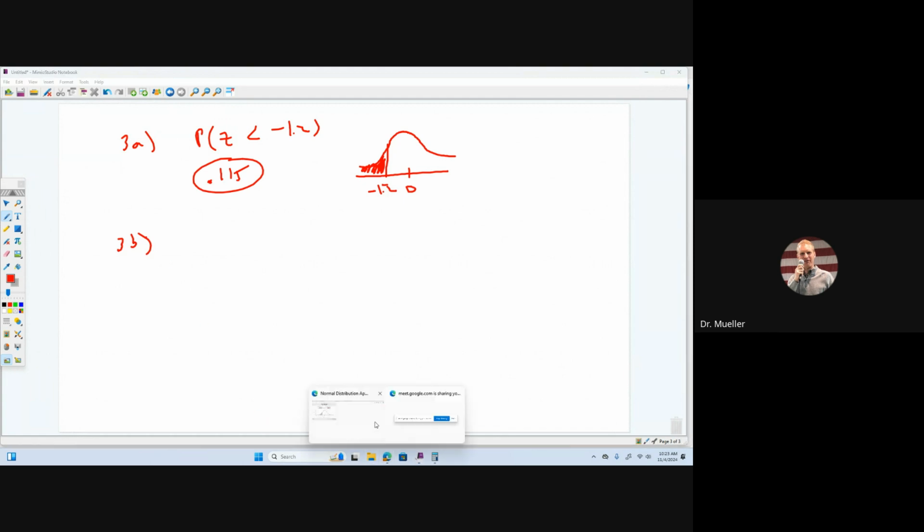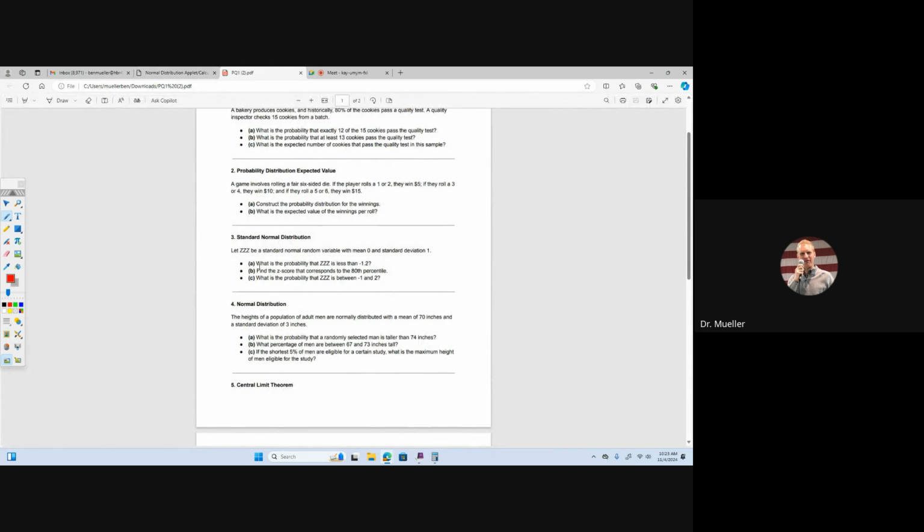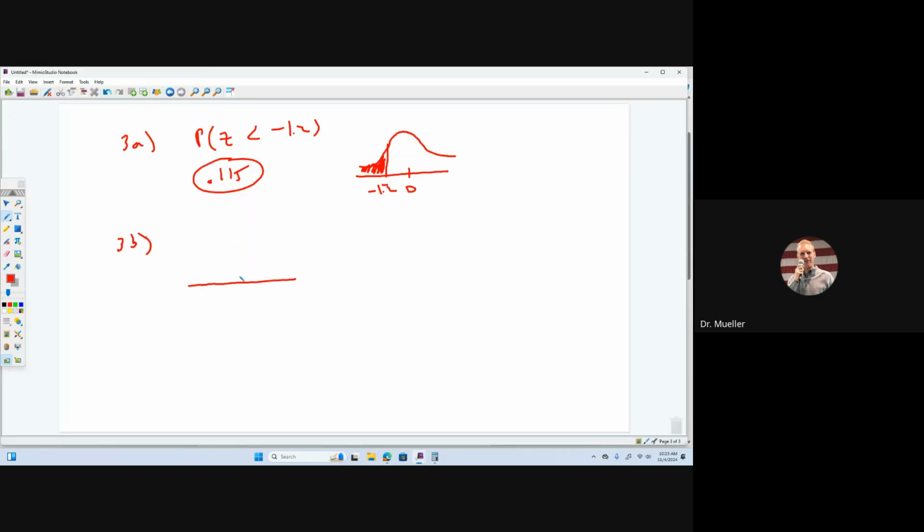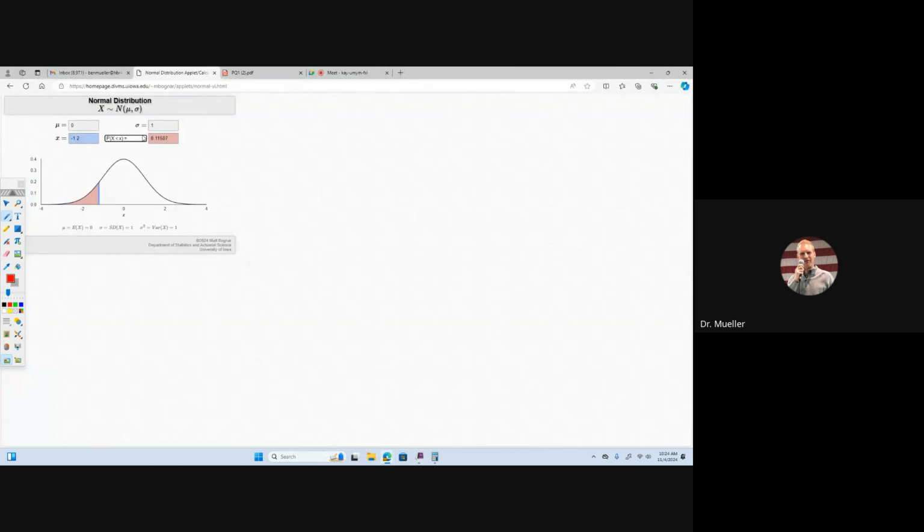3B. Find the Z-score that corresponds to the 80th percentile. Okay. So the 80th percentile would be here somewhere, such that the area to the left is 80%, right? So we want that to be 0.8. What would the Z-score be here that would give us 0.8? Well, we can go to our calculator. We don't know the Z-score, but now we know this area is 0.8. So 0.8 gets entered in, and that would be the Z-score that gives that 0.8, so 0.84. Z would equal 0.84.